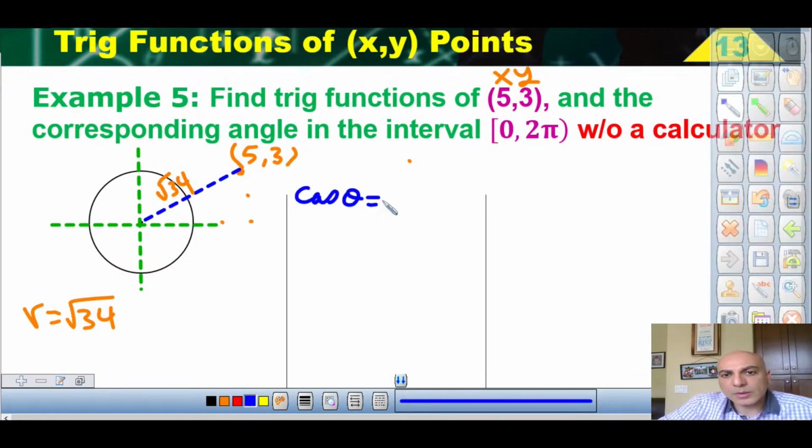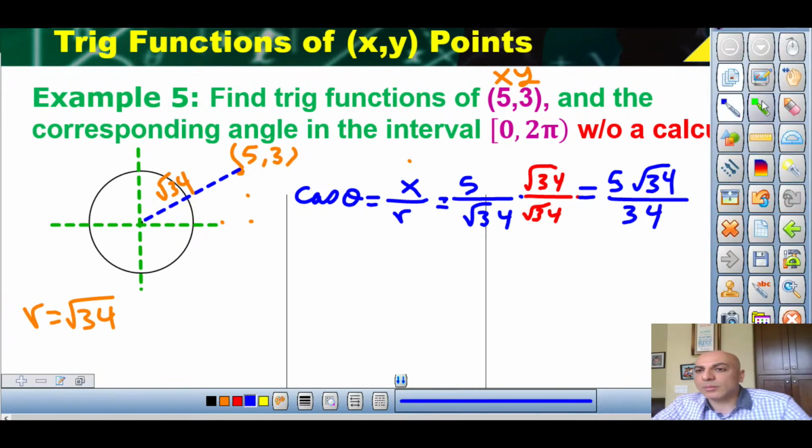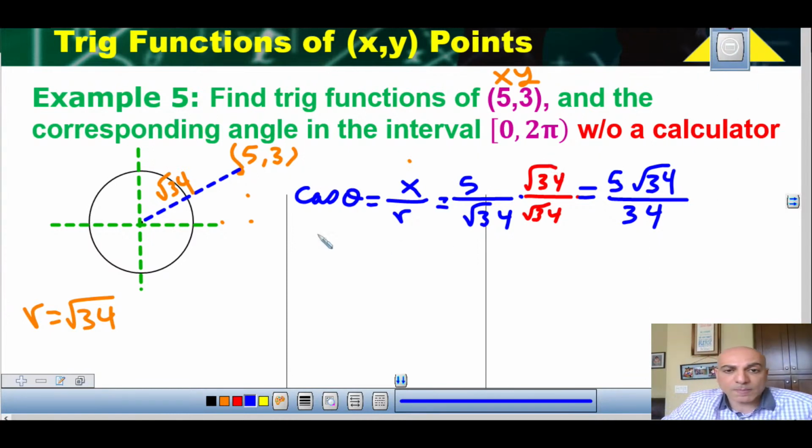Cosine theta of this angle is equal to x over r. My x is 5. My r is square root of 34. I rationalize that. You guys remember, top and bottom, you multiply by square root of 34. And that should give you a 5 square root of 34 divided by 34. That's an awkward number, I know, but it's okay. There's nothing wrong with that. It's just the way it is right now.